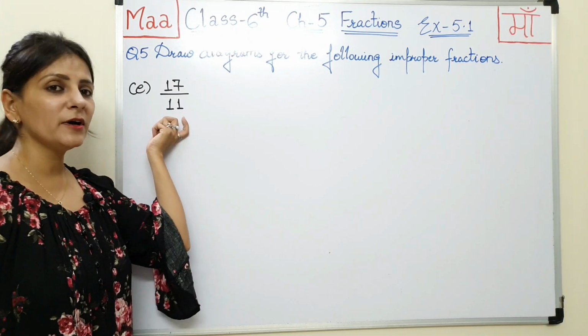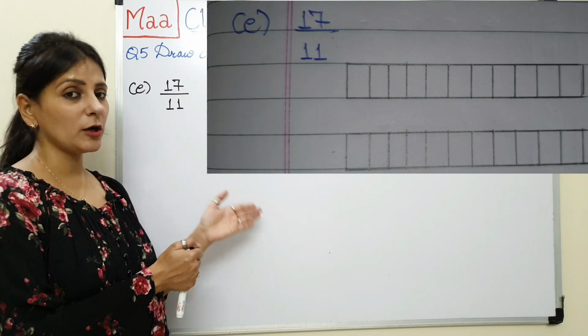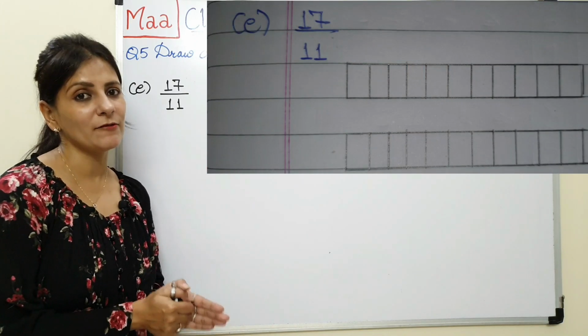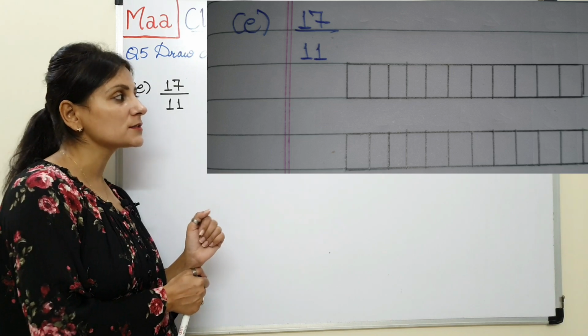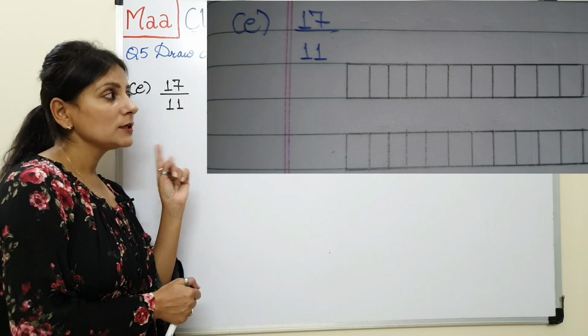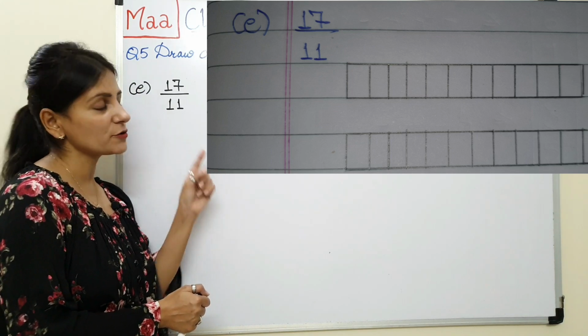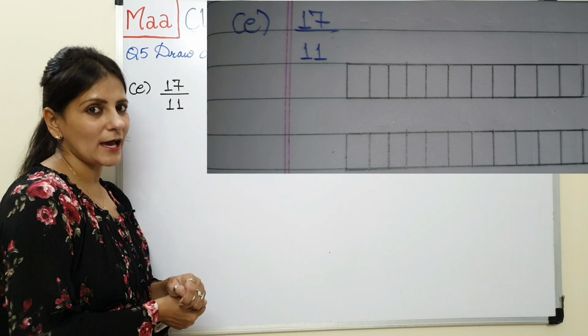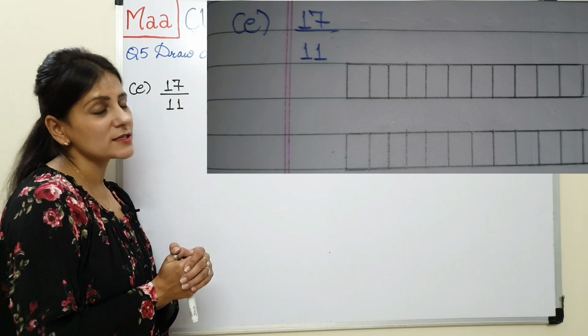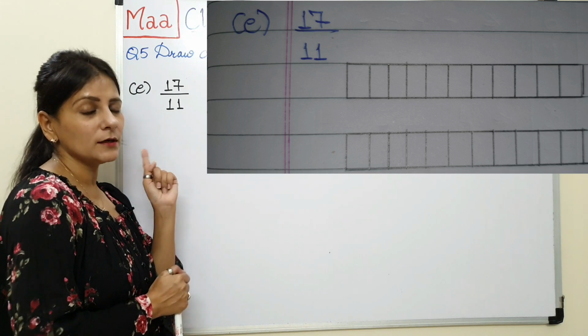Okay. Now the E part is 17/11. So there is the number 11 in the denominator. So now we will draw 2 rectangular boxes with 11 parts. Here you can see on the screen, like this you can draw 2 rectangular boxes with 11 parts in each box. Each box should have 11 parts because the denominator is 11. Now we will do the shading in these boxes according to the fraction given in the question.